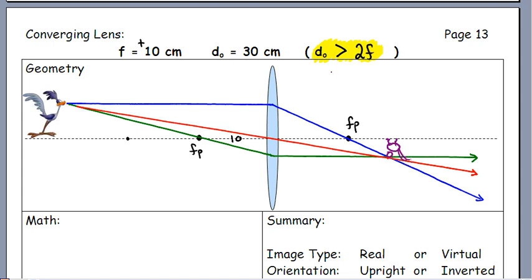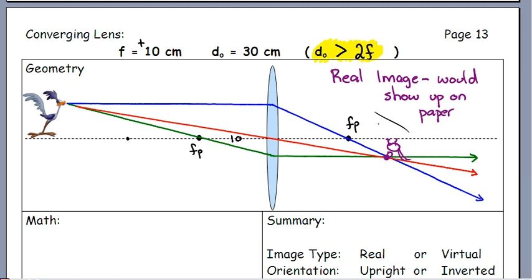Okay, so this is what we call a real image. It really did happen. We really did see those rays come together. Other tests for a real image, if you put paper there, you would see it. So it would show up on paper. So you could go and stick a sheet of paper here. You'd actually see the Roadrunner show up on it if you put it right in that one spot.